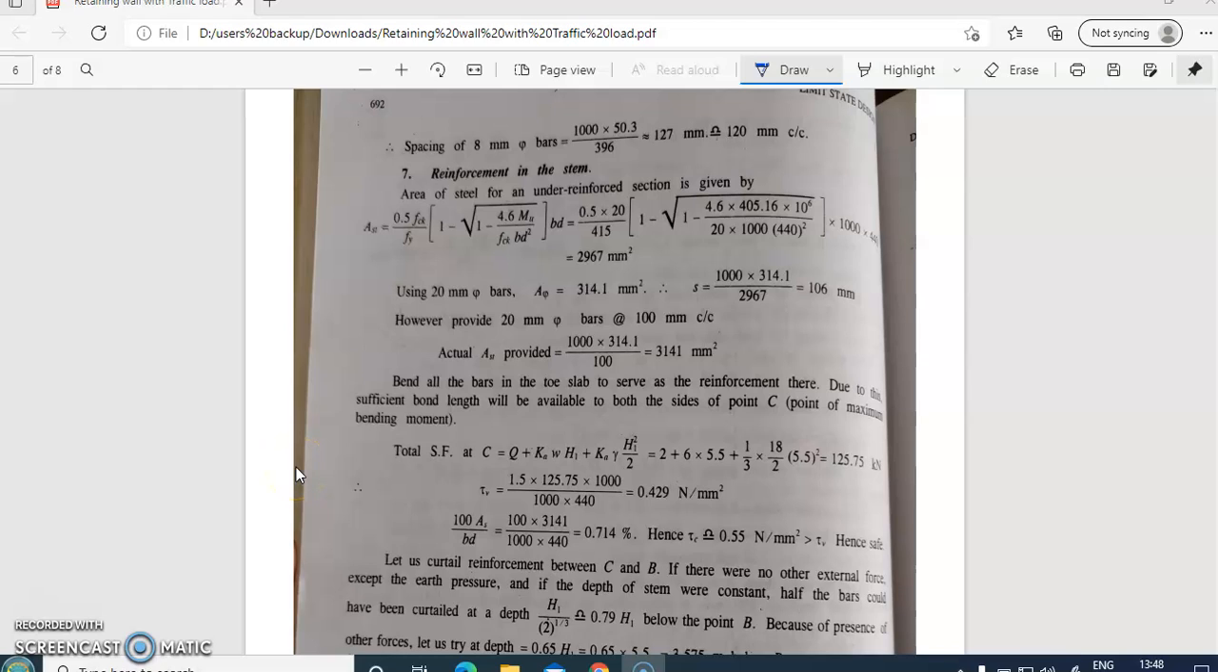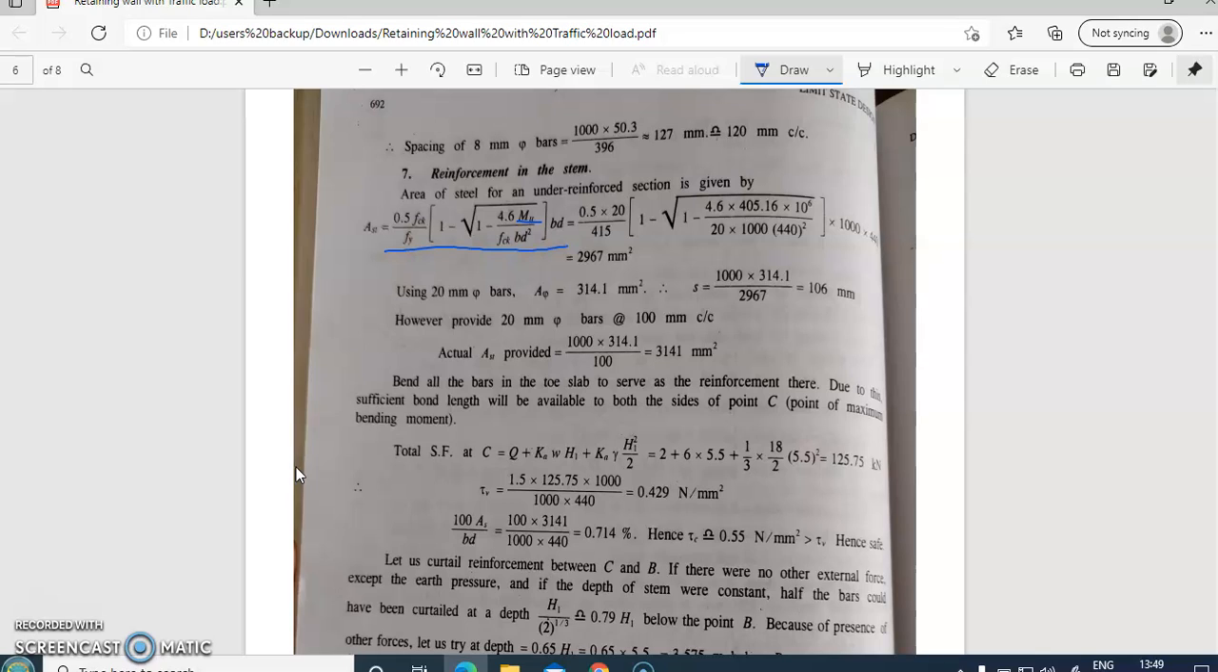Let us now see the design of the reinforcement in the stem. We have already found out that the factored moment Mu is 405.16 into 10 to the power 6 Newton mm. Okay, so we know Ast equals 0.5 fck upon fy and so on. Let us substitute all the values of the parameters we know, that is fck, fy.